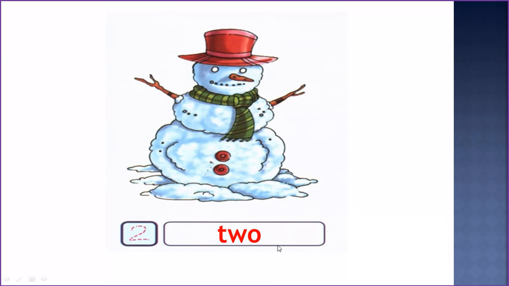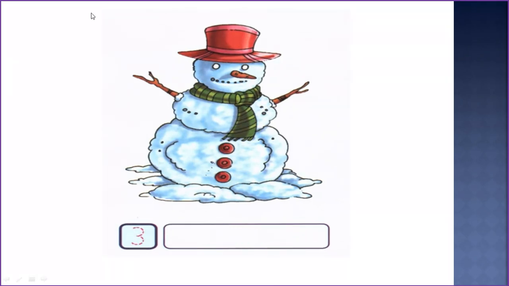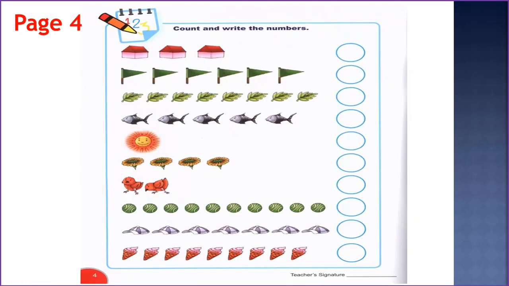Now the last picture of this page. Yes, count the number of buttons. Hurry up, count. Where are the buttons? They are the buttons. 1, 2, 3. Okay. You have to trace this 3 and write here 3. Very simple. Okay. Like this. T-H-R-E-E, 3. I hope you will do this question. Inshallah. Now comes the next question.